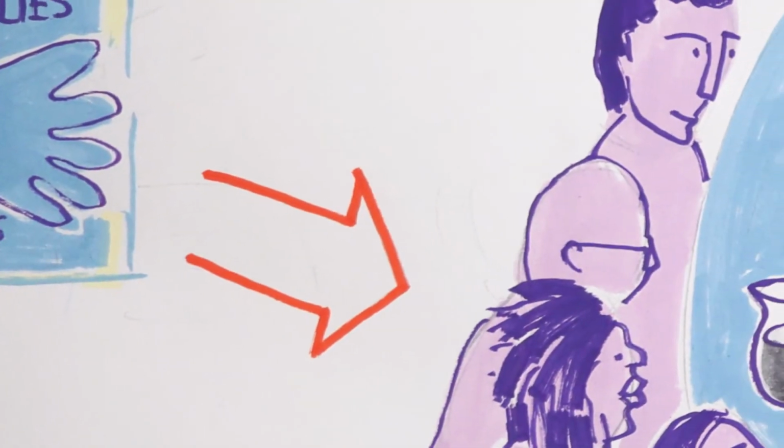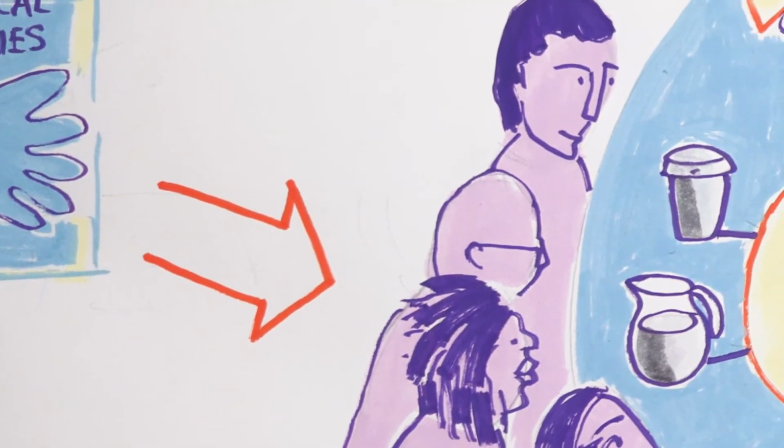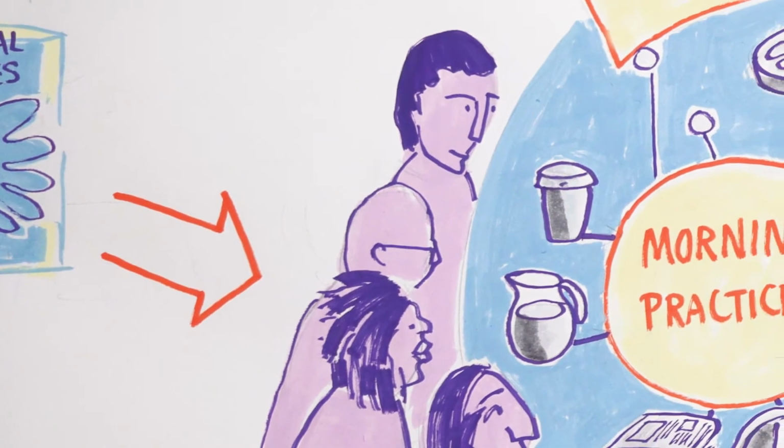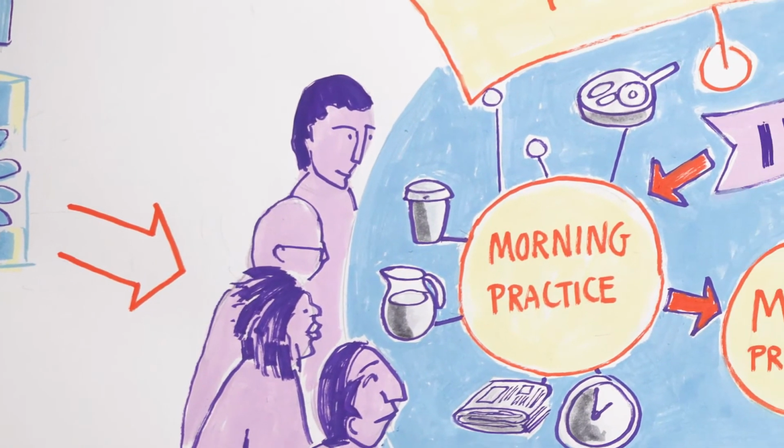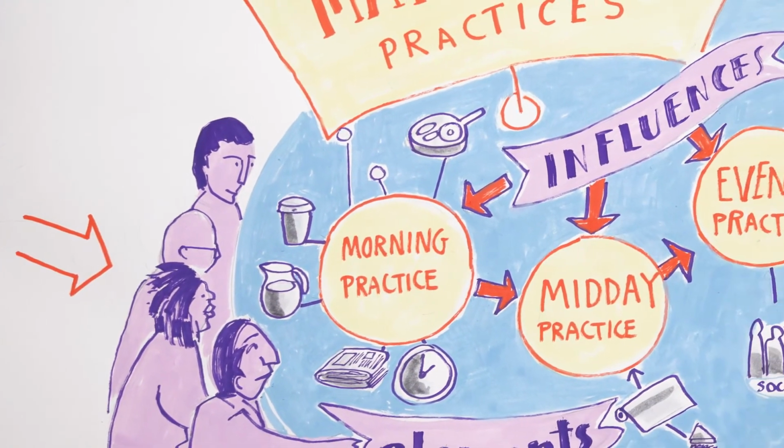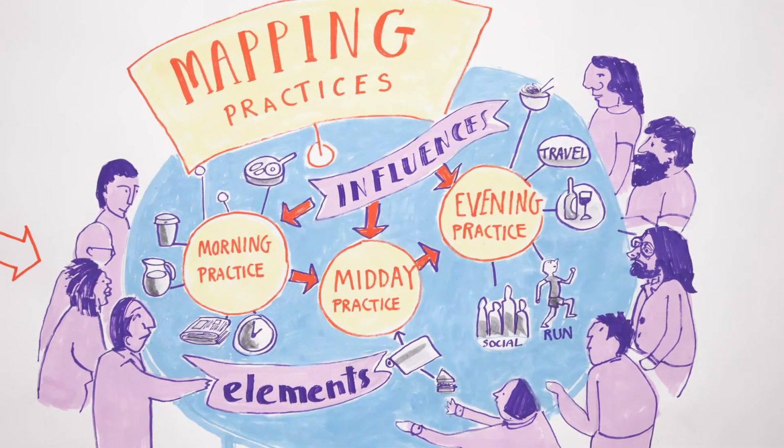Finally, participants are tasked with mapping the wider constellation of social and material elements involved in a practice, and the actors who have influence over these. This is a big task, and if there are several small groups, it can be useful to bring them together here to add detail to the picture.